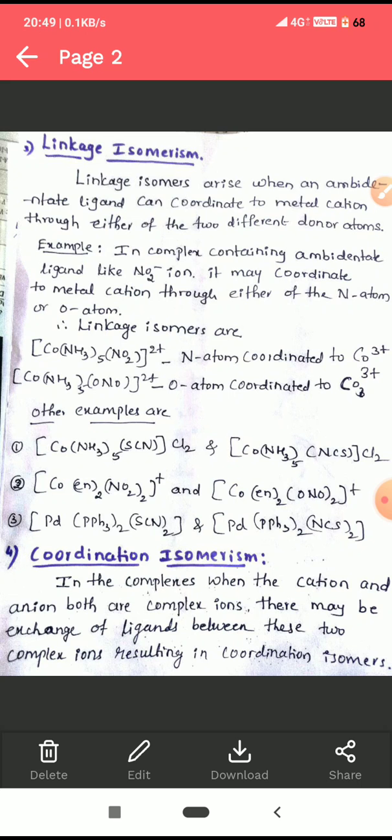An ambidentate ligand has two donor atoms. Out of those two, in one complex the central metal ion is bonded through one donor atom, and in the next example, the central metal ion is bonded to the other donor atom. Such isomers are called linkage isomers. Linkage isomers arise when an ambidentate ligand coordinates to a central metal ion through either of two different donor atoms.